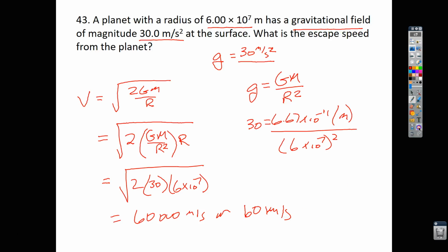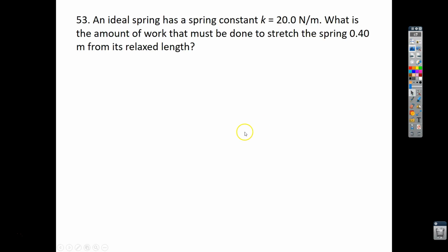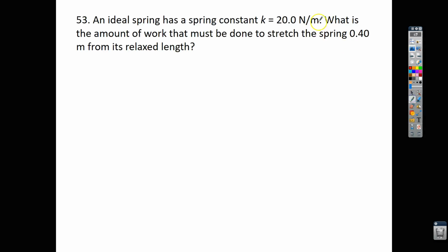So that's number 43. Number 53 is a lot simpler. We have an ideal spring, and that ideal spring has a spring constant of 20 newtons per meter. What is the amount of work that must be done to stretch the spring 0.4 meters from its relaxed length?